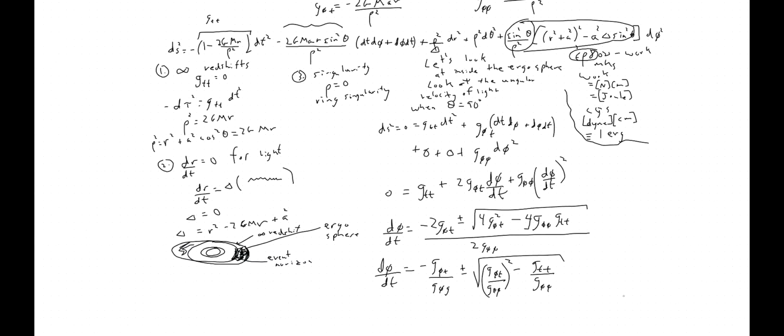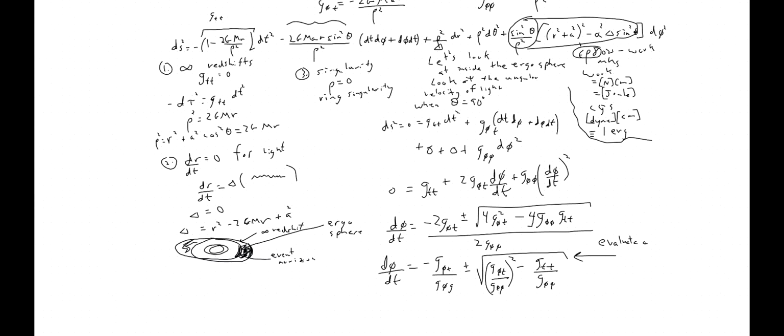Now, this is kind of a big mess that you could work out anywhere inside the ergosphere. Where people work this out, because it actually turns out to be simple, is to evaluate this at the infinite redshifts. In other words, let's say I've just popped my head inside this ergosphere, so I'm right here at this first surface.